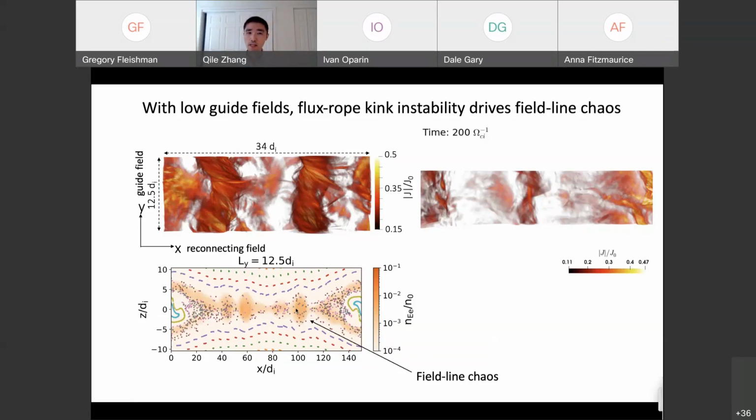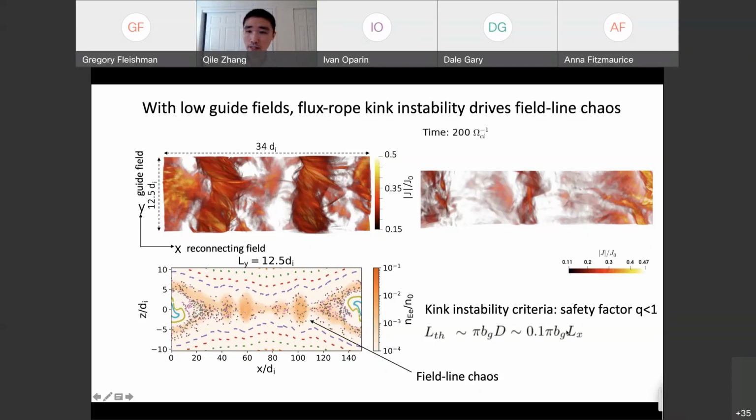And according to the criteria of this m=1 kink instability, namely the safety factor at the edge of the flux rope q less than 1, we can find that the instability or the chaos can be triggered when the domain size in the y direction, Ly, exceeds a certain threshold scaling as π Bg d, where Bg is the guide field to reconnecting field ratio, and d is the diameter of the flux rope. And d is typically 1/10 of the domain size in the x direction, Lx.